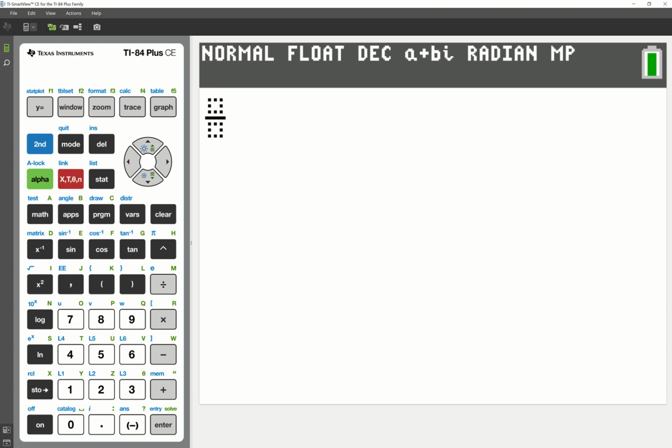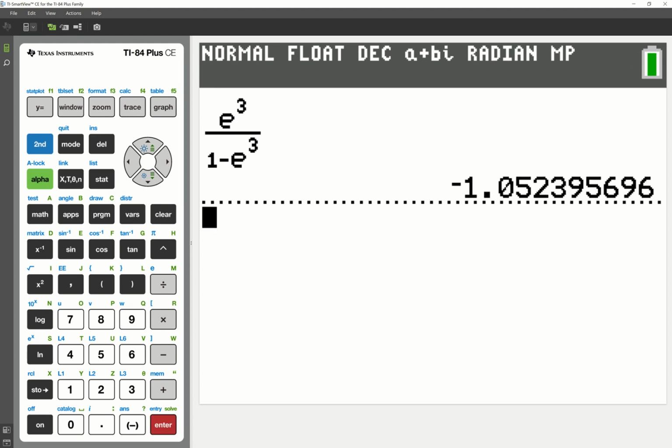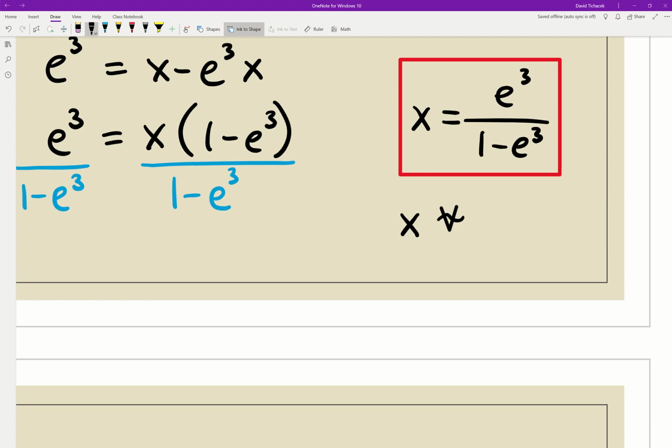So we're going to have e to the power of 3 divided by 1 minus e to the power of 3. And if we press enter on that, we can see here that that turns out to be a negative number. Negative 1.052 is what we're going to get as our approximation there. So let's go ahead and get that written down here. So negative 1.052.